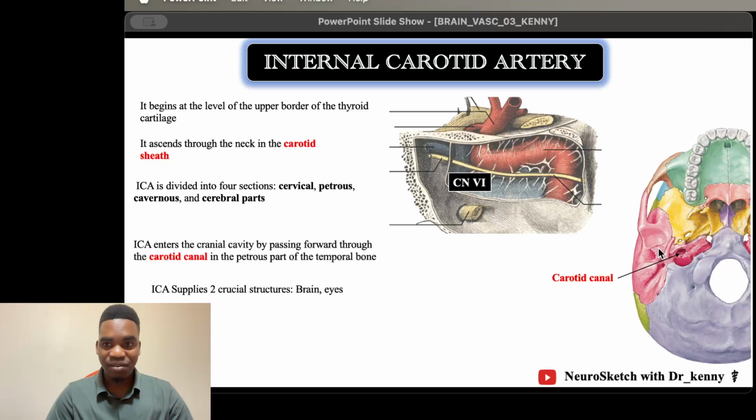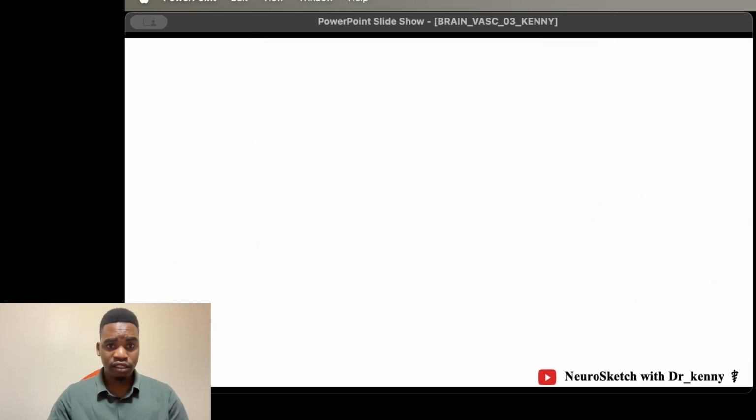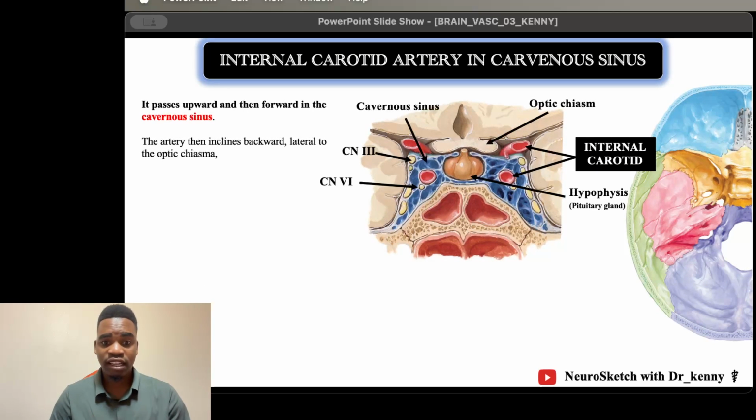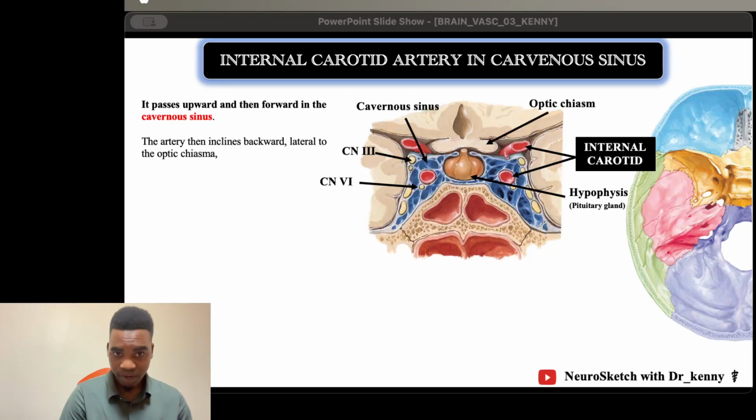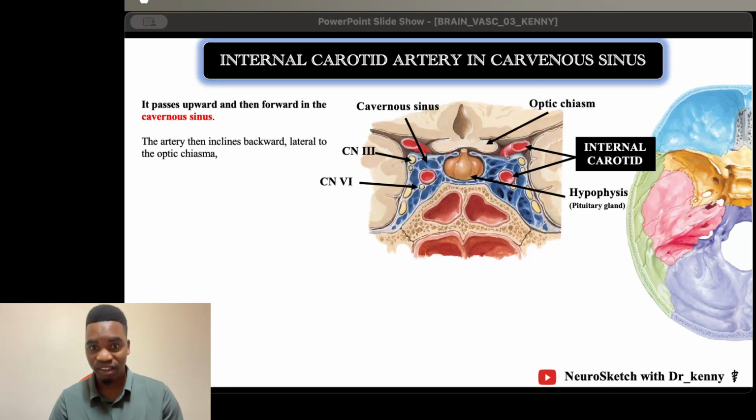And I tell you what, the internal carotid artery supplies two crucial structures, and that is the brain and the eyes. I would say the internal carotid artery was designed to supply the brain, but it has an exception in that it goes to supply the eyes as well. So we will see what branch goes to the eye from the internal carotid artery.